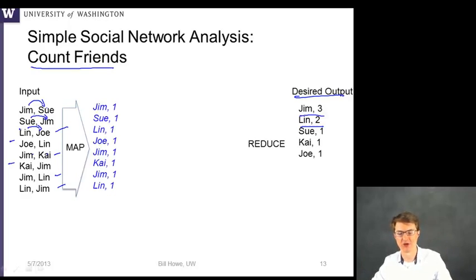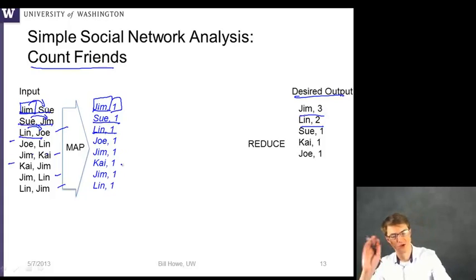So in the map phase, how are we going to do this? Well, for every friend on the left-hand side, produce a key value pair where the key is the name of the person, and the value is just the number 1, indicating that we've encountered one friend associated with, say, Jim in this case. All right, so this record gets turned into Jim, 1, and this record gets turned into Sue, 1, and this record gets turned into Lynn, 1, and so on.